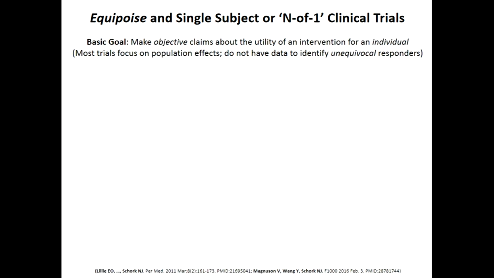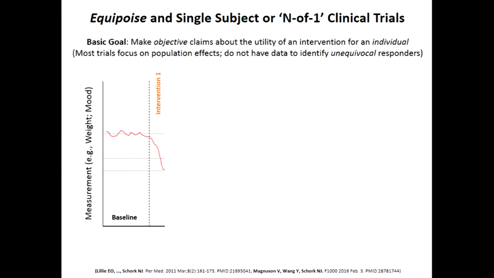So how do they work? Well, they're pretty simple. Let's say you have some measure that you want to optimize for a patient, and there's some equipoise going on. You don't know the optimal treatment. And let's say your output here is weight, blood pressure, something else. What you do is take a baseline, and then you provide an intervention to the patient and record their clinical measure.